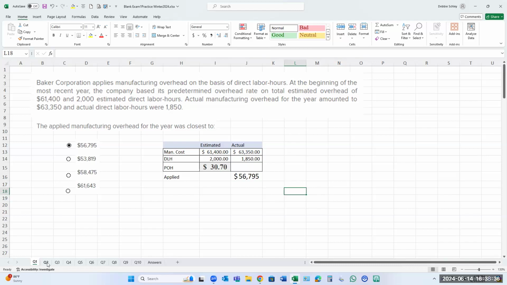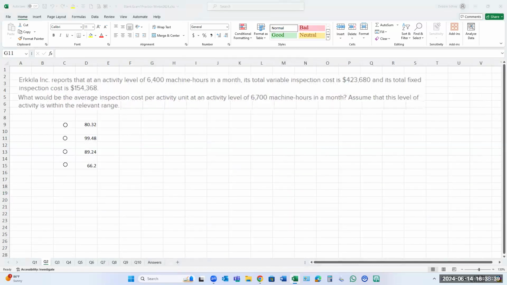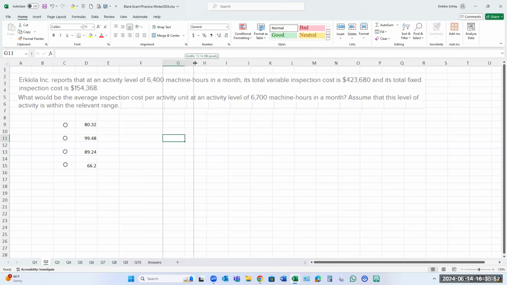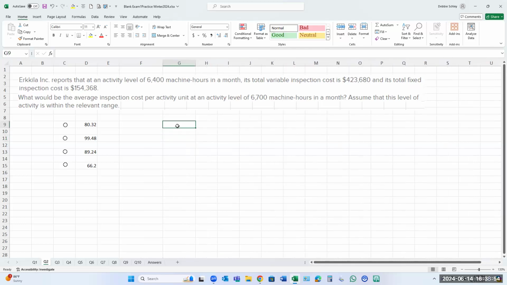Okay. Question 2. In several of these problems, there are lots of ways to figure them out. I'm just showing you how I figured out how to figure them out. So if you have a better way that makes more sense to you, then by all means use it. Okay, what are they telling us?